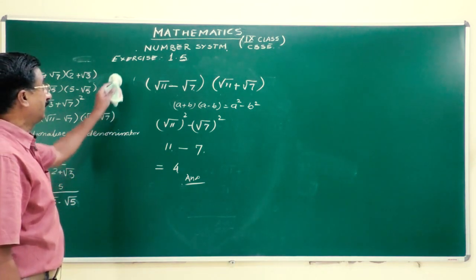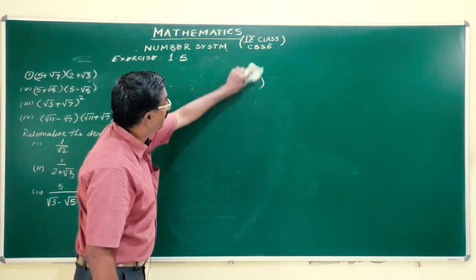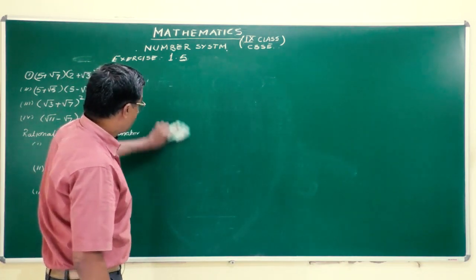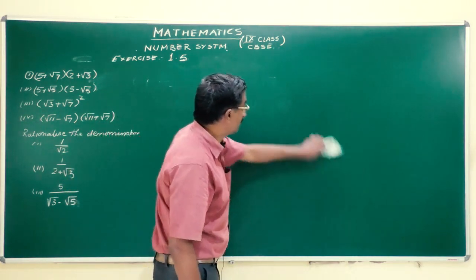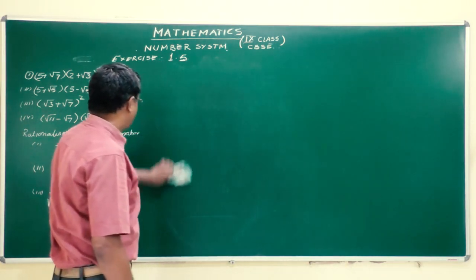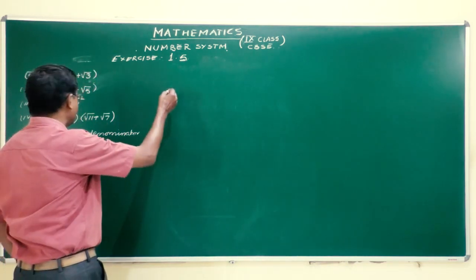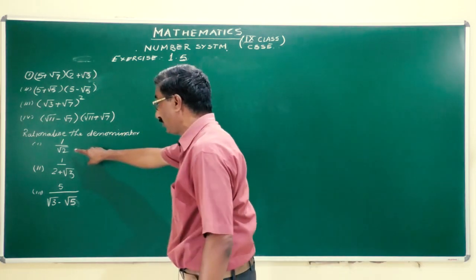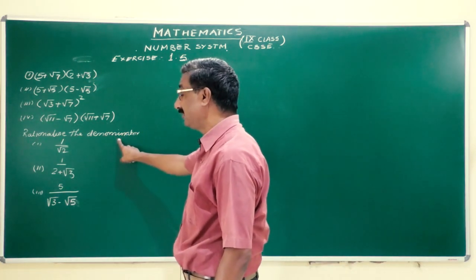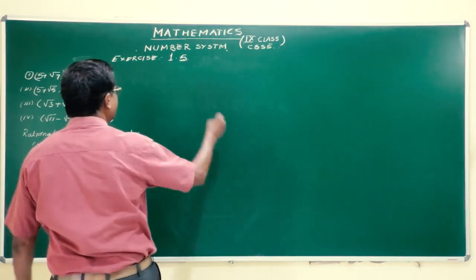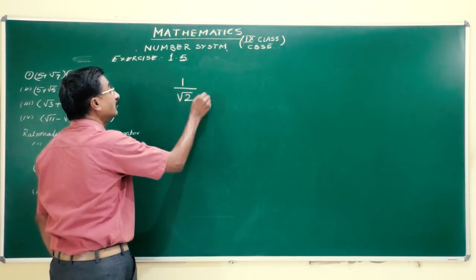Next example we will take, we will find out how to rationalize the number. Means any denominator can be rationalized. So the procedure is very simple and you will automatically understand while solving the problem. So very first one, that is 1 upon under root 2, rationalize the denominator. So I am taking first one, that is 1 upon under root 2.